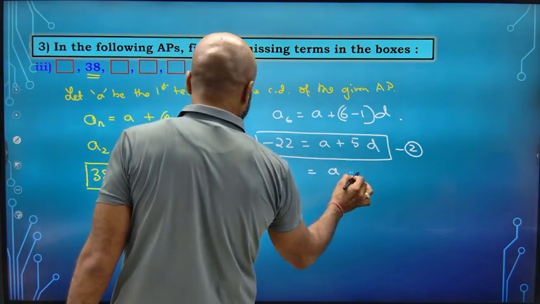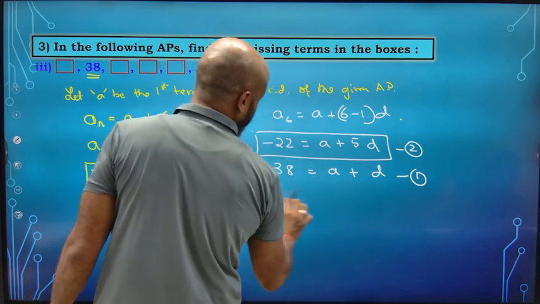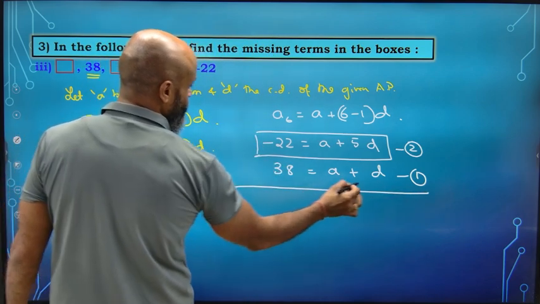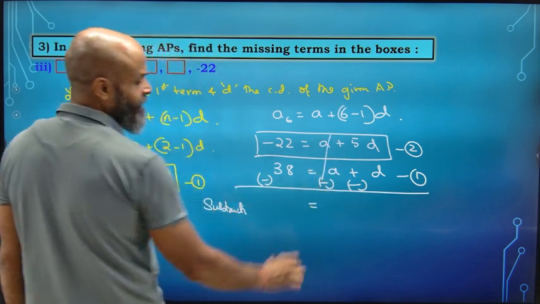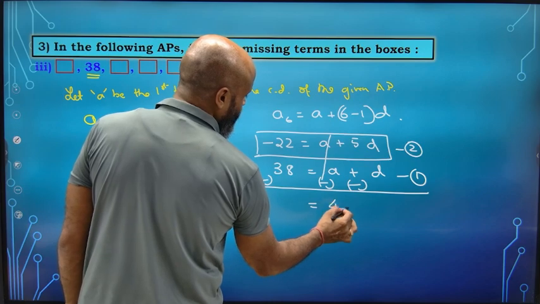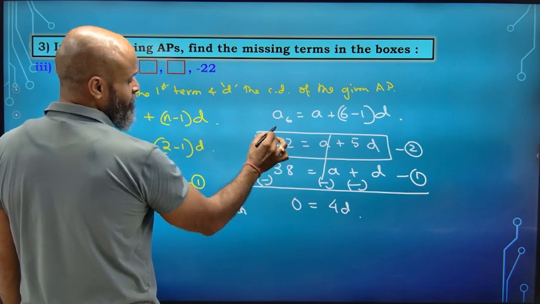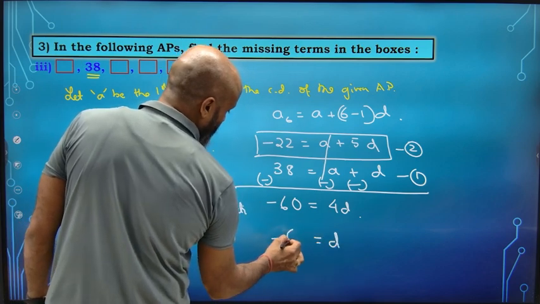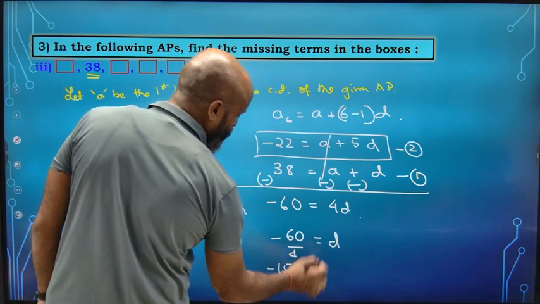So this is a plus d, this is equation number 1 and this is 38. If I subtract, this will be minus, this will be minus and this will be minus. So a minus a gets cancelled, 5d minus d, that is 4d. Here we have minus 38 minus 22: 8 plus 2 is 10, 2 plus 1 is 3, 3 plus 3 is 6, so this is minus 60. So d will be how much? Minus 60 by 4, that is minus 15.